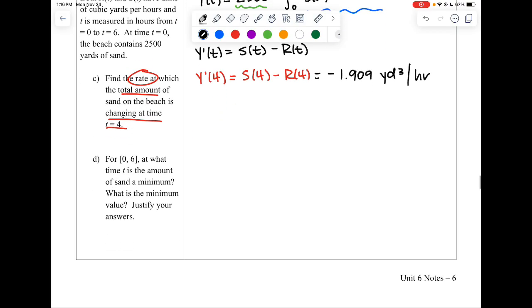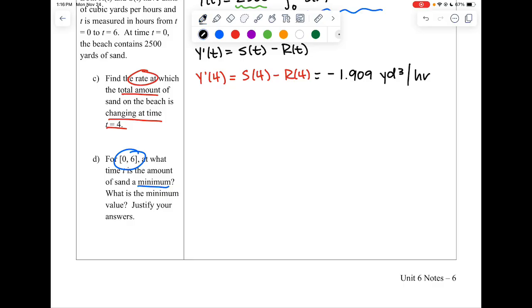Okay, so for the last part, for times 0 to 6, at what time t is the amount of sand a minimum, and what is the minimum value? Justify your answers. Okay, so the first thing that sticks out to me here is that we need to find a minimum and then what the minimum value is. I also see that we are on a closed interval, and so what sticks out to me is that we are going to be using the candidates test to help us do that.